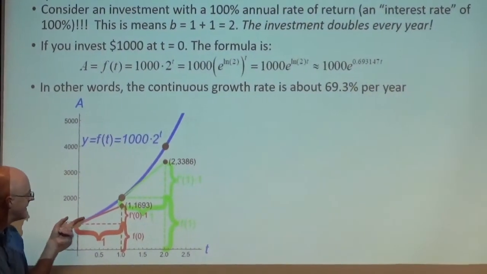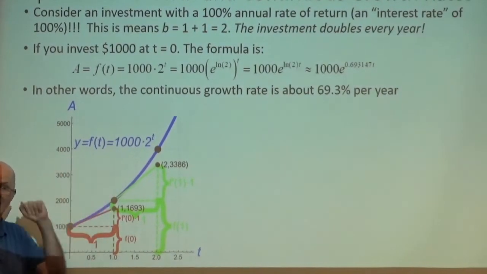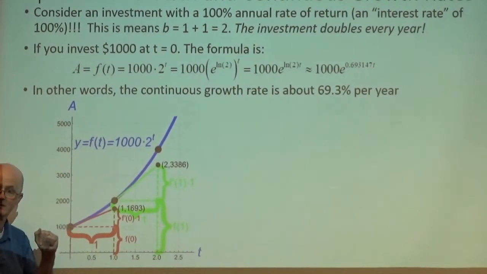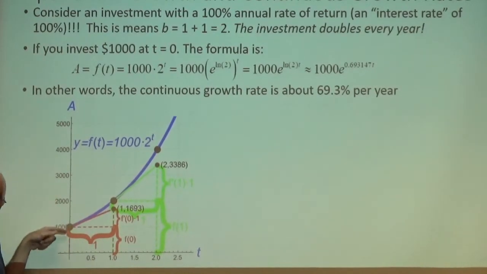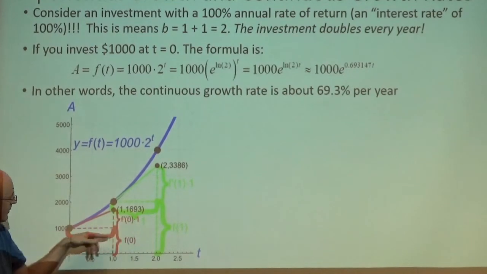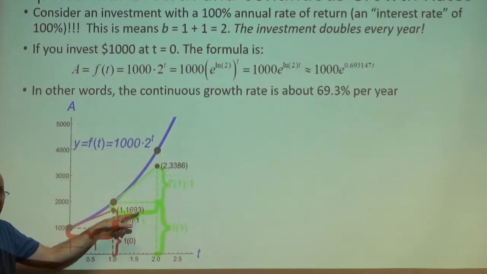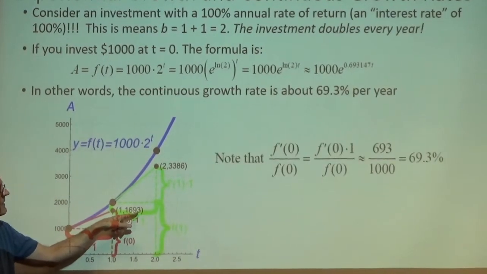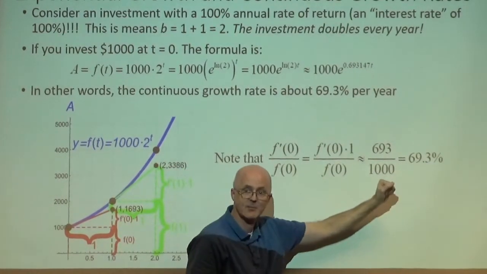In this case, again, that's 0.693, about 69.3% per year. Remember that I said that represents the growth that would happen if the growth were linear instead of a concave up graph, instead of exponential. The blue graph doubles from 1,000 to 2,000 as t goes from 0 to 1. The red graph, the tangent line, does not double. It grows by 69.3%. It went from 1,000 to 1,693 at time 1. f prime of 0 divided by f of 0 is equal to k, 69.3% here.